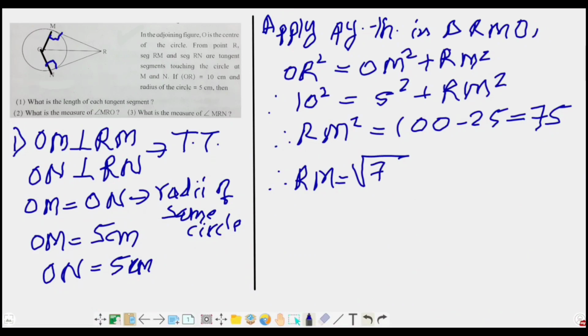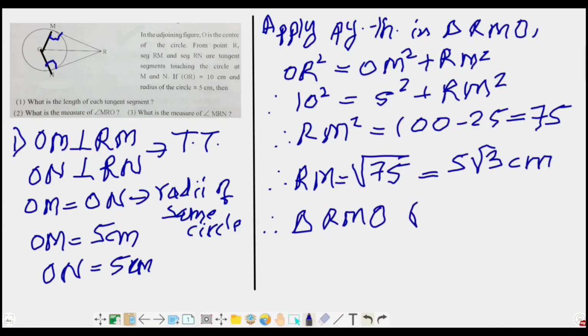And what is square root of 75? 75 means 25 times 3. So it will be 5 root 3 centimeter. So in the triangle, you got the side is 5 root 3. So what is the type of the triangle? Therefore, triangle RMO and triangle RNO, both the triangles are same.